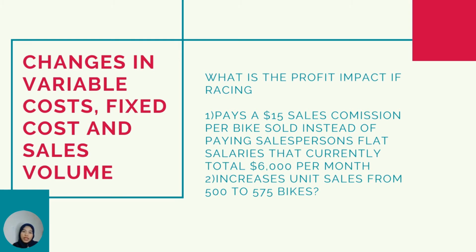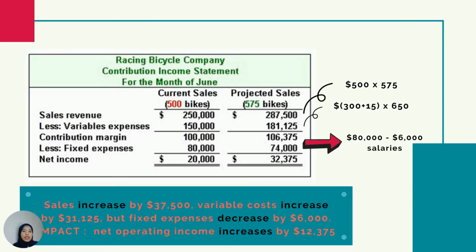So what is the profit impact if Racing paid a $15 sales commission per bike sold instead of paying salespersons a salary that currently totals $6,000 per month, and increase unit sales from 500 to 575 bikes? So at this statement, we know that the company decided to change the way they pay the salespersons. They will no longer use a flat salary but just give the commission per bike. So let's take a look at the income statement.